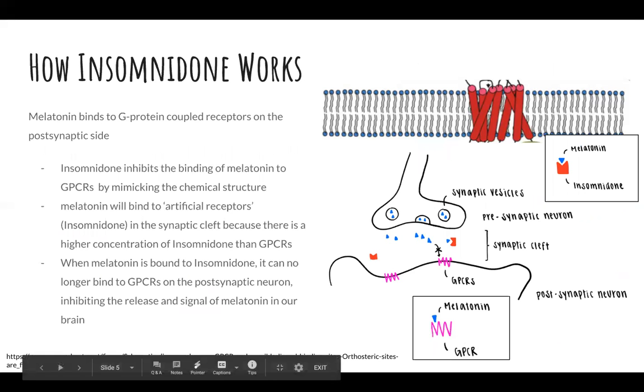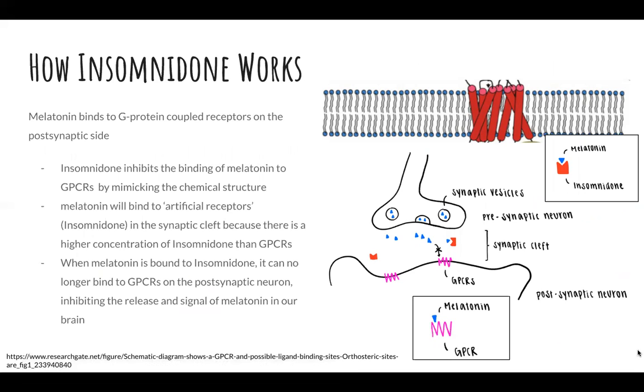So the way our drug Insomnidone works is it releases a chemical that mimics the chemical structure of the G protein coupled receptors. These receptors are what the melatonin usually binds to after it passes through the synaptic cleft. And anytime it encounters one of these chemical structures, you can call them artificial receptors, but not really, anytime the melatonin binds to these chemical structures created by a drug, it inhibits it from binding to the G protein coupled receptors, which inhibits the release of melatonin in our brain, or the signal of melatonin in our brain.